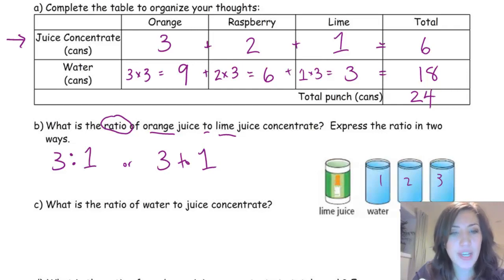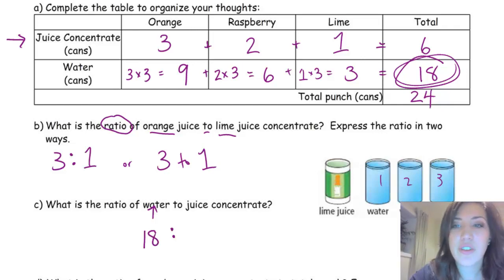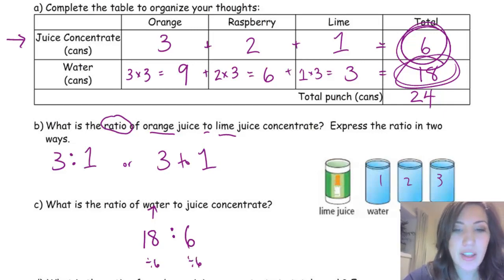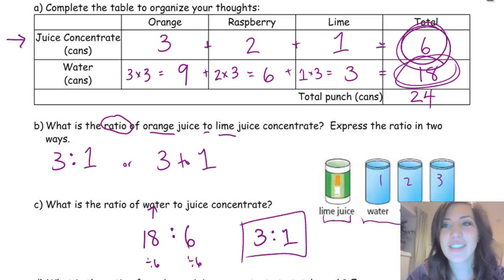And then the next question, what is the ratio of water to juice concentrate? Well, we have a total of 18 cans of water. 18. And then to juice, we have a total of 6. Can we reduce that? Yes, we can. We can divide both of these by 6. And we get 3 to 1. So for every 1 lime juice, we need 3 cans of water. That makes sense because we already know that.